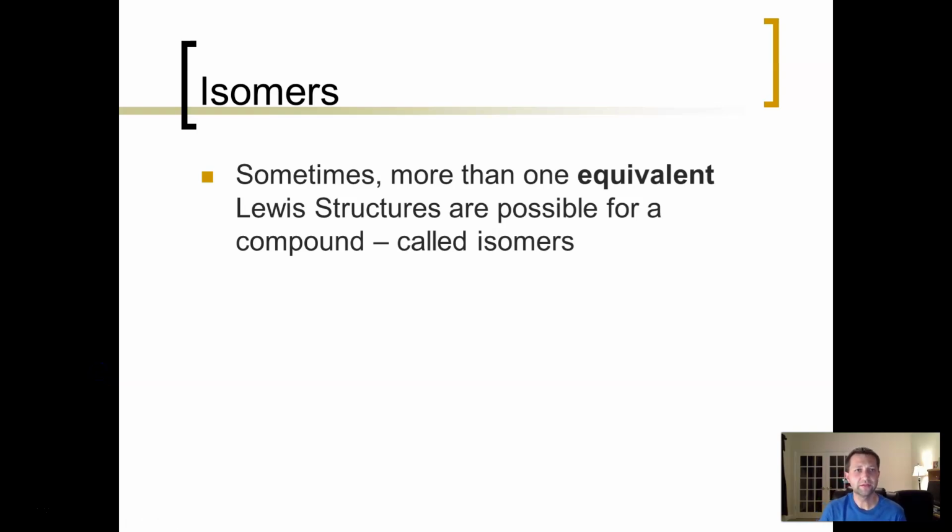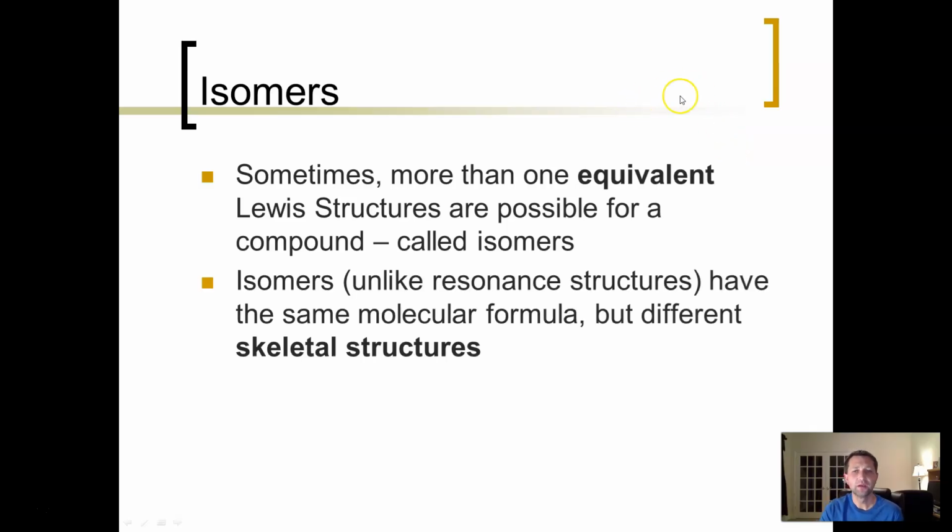What we're going to do right now is take a look at something called isomers, and this will help us wrap up Unit 1 here. It's not too long of a lesson, but it's a good way to tie some things together and wrap things up. So sometimes you can have more than one equivalent Lewis structure that's possible for a compound. So that's what an isomer is.